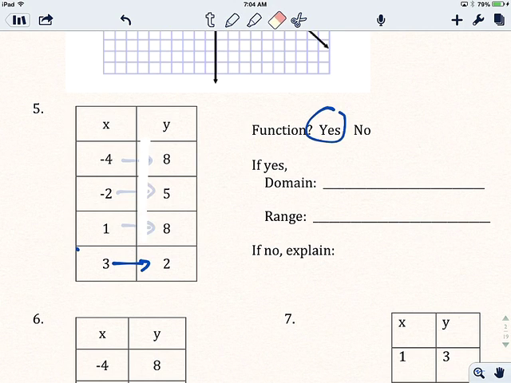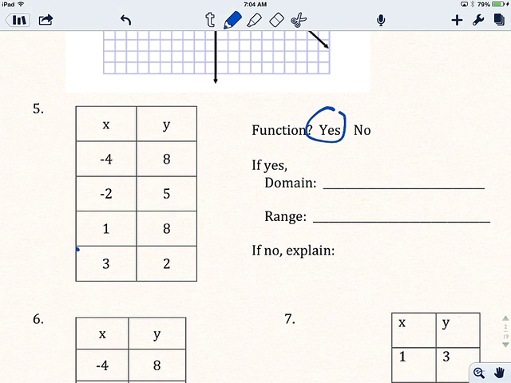Now you might recall, vaguely, that something about repeats is a problem when you're talking about functions. So you might notice that we have 8 and 8 here for the y's, but that's okay. Repeated outputs are just fine. The important thing is that there are no inputs that have more than one output.